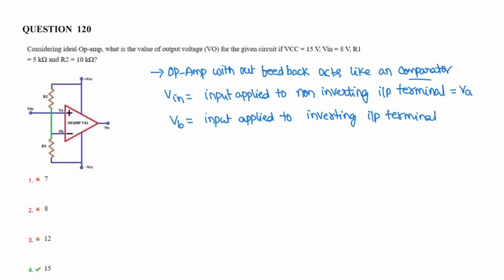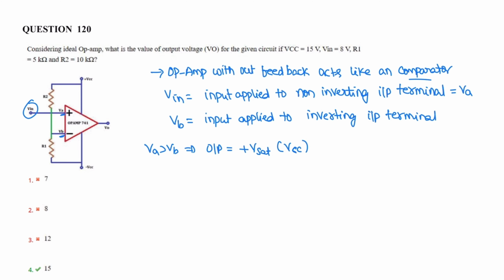Vin is the input applied to the non-inverting terminal, that is VA, and the input applied to the inverting input terminal is VB as per the figure. Therefore, if VA is greater than VB, that is, the input at the non-inverting terminal is greater than the input on the inverting terminal, then the output of this operational amplifier is plus V saturation. So the saturation voltage is the supply voltage, that is VCC. The op amp is driven into saturation.